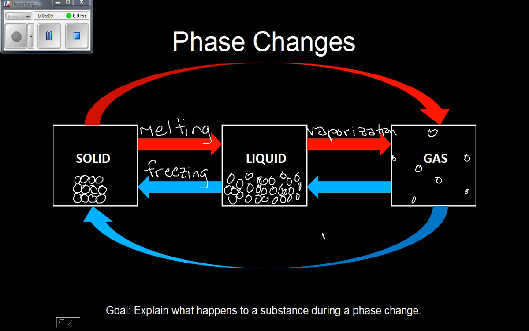Evaporation happens only at the surface of the liquid, but it can occur at any temperature. Boiling happens throughout the liquid, but only happens at a specific temperature. Vaporization encompasses both of these terms, so that's why we're choosing to use it on this diagram. The opposite of vaporization is condensation.